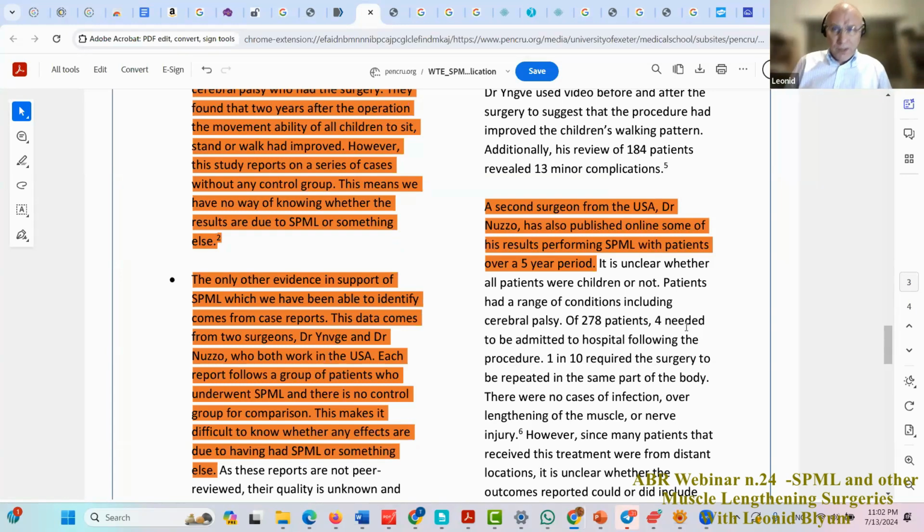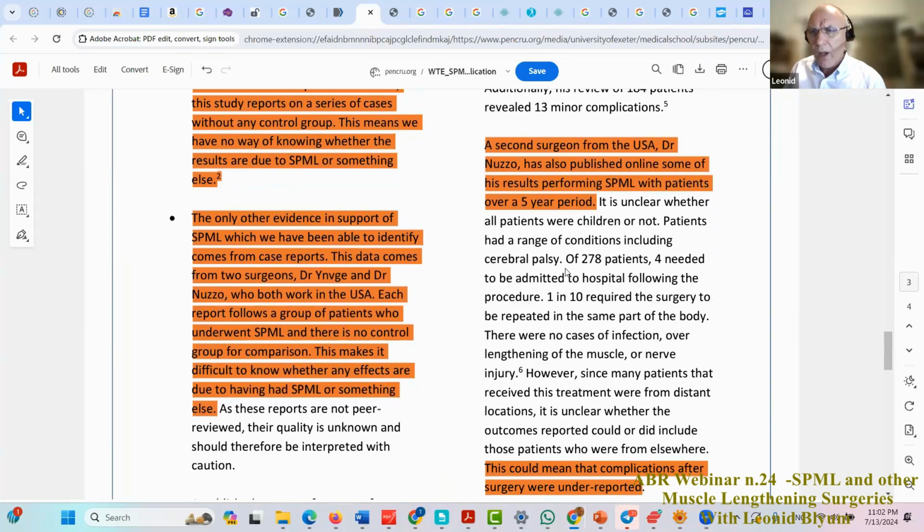So I wouldn't hold this against them, saying, oh, this Dr. Nutz or whoever doesn't have enough proof that it works. No, it's just that what they're trying to prove, from my perspective, is wrong.